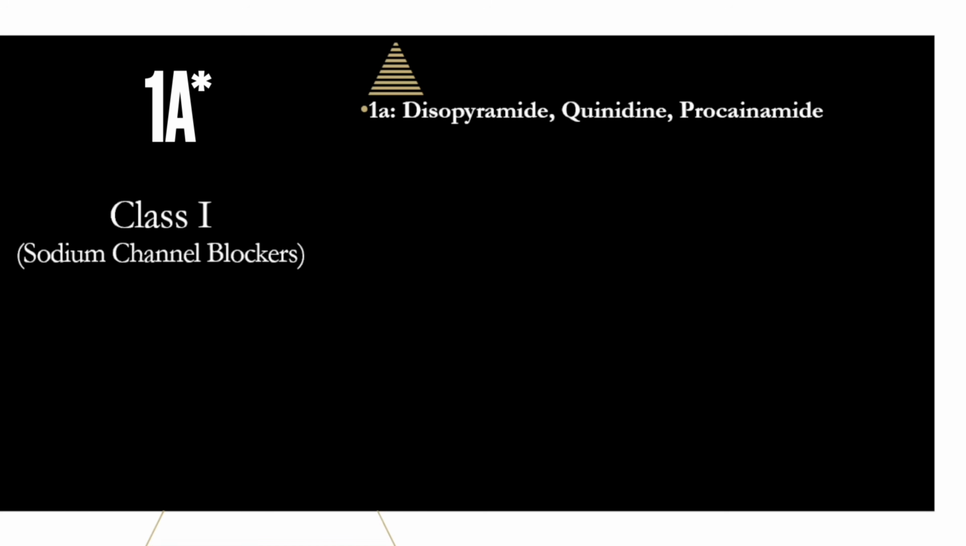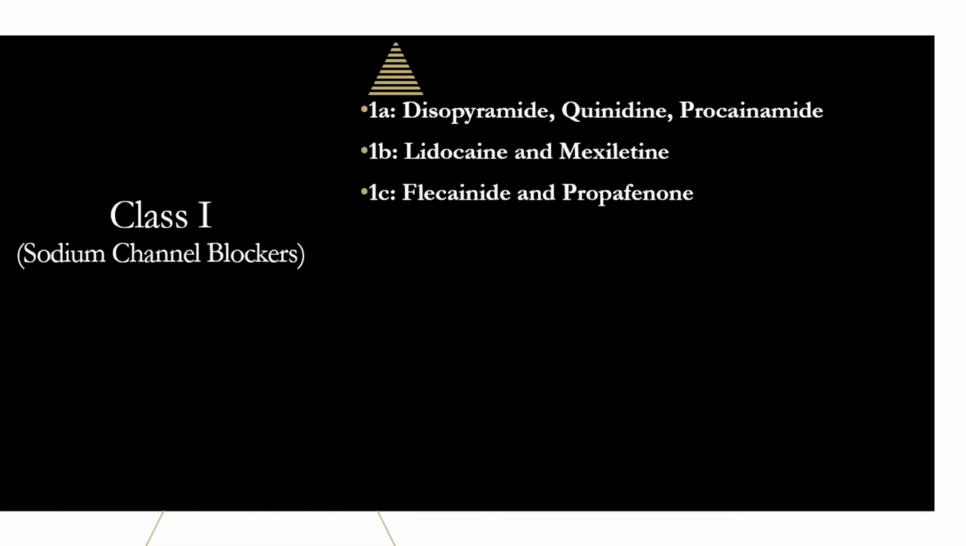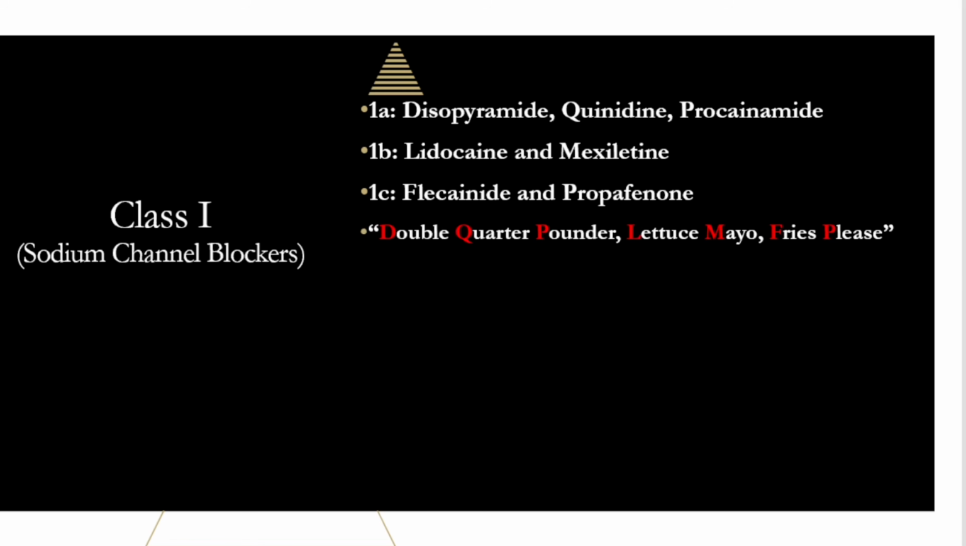So let's start. Class 1A is going to be disopyramide, quinidine, procainamide. Class 1B is lidocaine and mexiletine. Then class 1C, flecainide and propafenone. So how the heck can you remember that? They all sound different. Well, there's a tried and true mnemonic that goes double quarter pounder, lettuce, mayo, fries, please. Know this mnemonic really well.